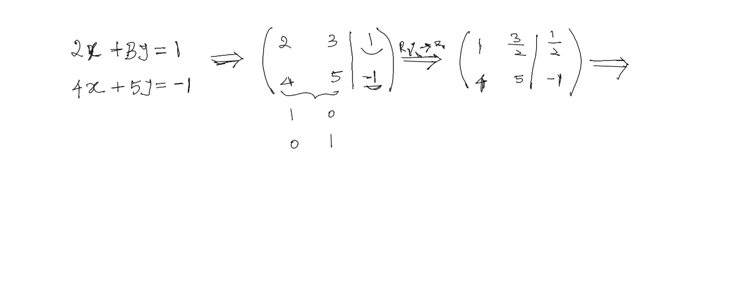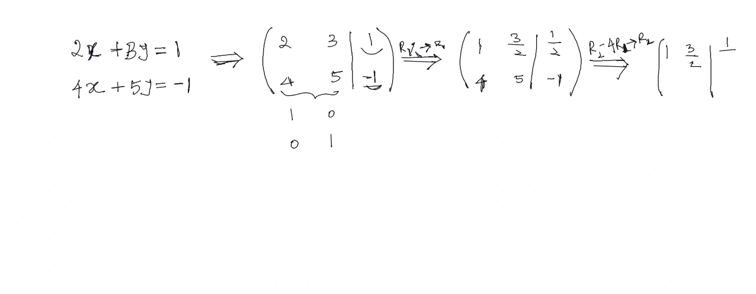So to do that, it is row 2 minus 4 times row 1. This is row 1. This is the new value for our new row 2. Is that okay? Yes, sir. So the 1, 3 by 2 and half will wait. Is that okay? Yes, sir.